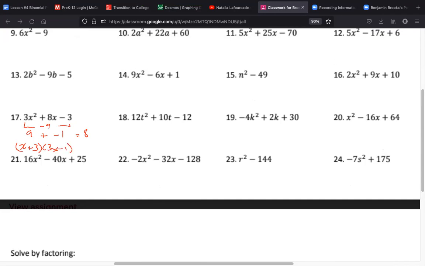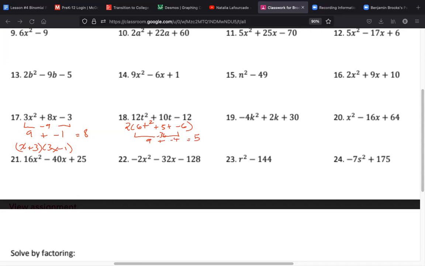Same thing with this one. We could factor out a 2 first, which gives you 6t squared plus 5t minus 6. Same deal, -36, plus equals 5. Let's see, 18 and 2. Let's see, 12 and 3. You've got 9 and 4. Oh, there it is. So you've got +9 and -4.